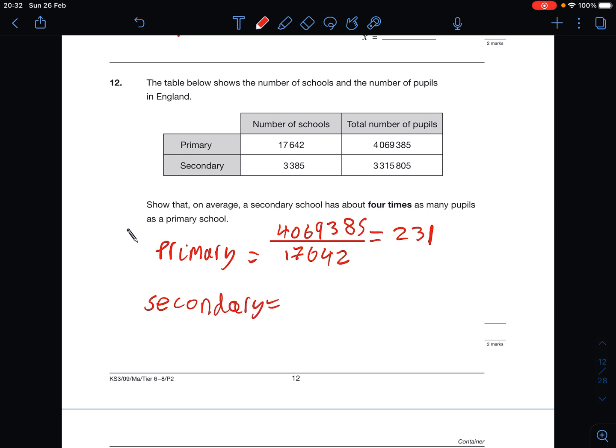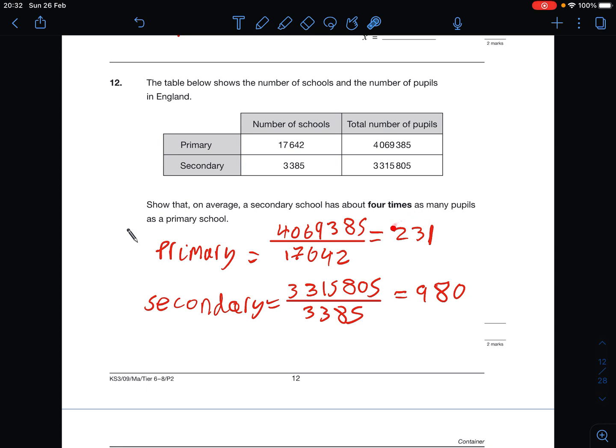I'm going to do the same idea. I'm going to do the number of students, 3315805, divided by the number of schools, 3385. Typing all that into my calculator, 3315805 divided by 3385, and that gets me 979, or 980, let's round it to.